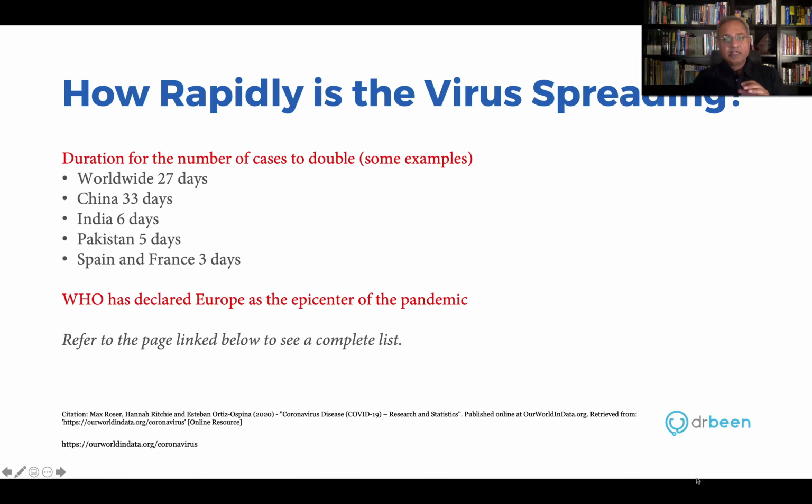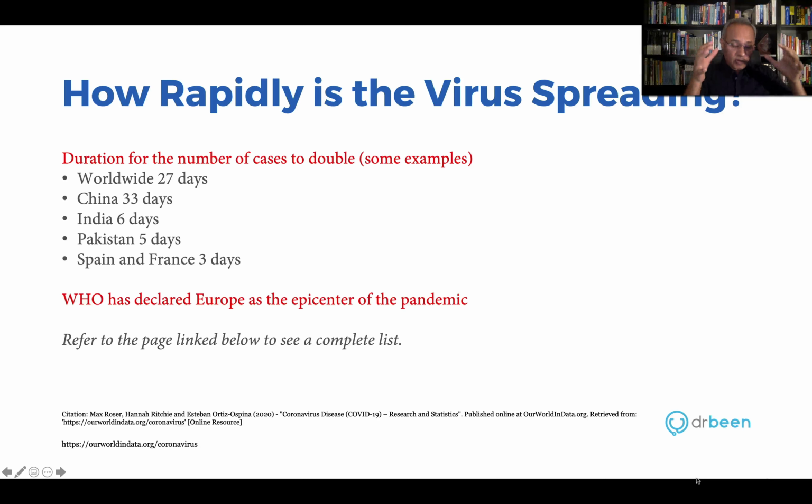Now, how rapidly is the virus spreading? Why this is important is that if the virus is spreading very fast, then the death rate will be high as well, or the number of deaths, not the death rate. The death rate would be what it is. The number of deaths will be very fast as well.